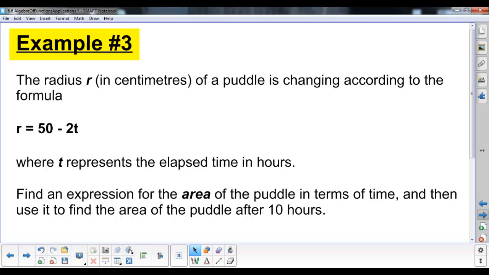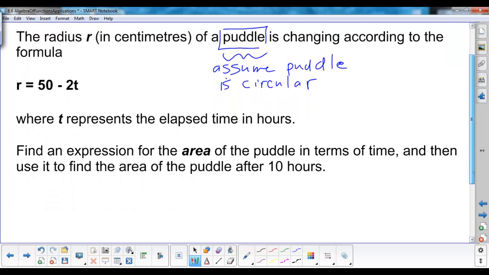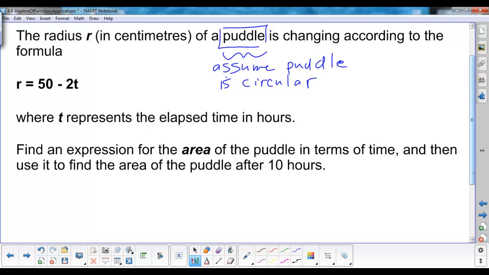Now it says to find an expression for the area of the puddle in terms of time, and then use it to find the area of the puddle after 10 hours. One thing that wasn't specifically specified here was how to calculate the area of the puddle. One thing we can assume is that it is a circular puddle, just based on the fact that it's talking about radius. So we know the radius is measured in centimeters, and we're working with time in terms of hours here.